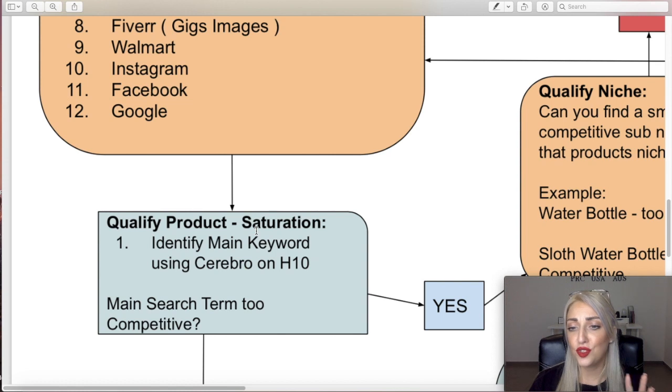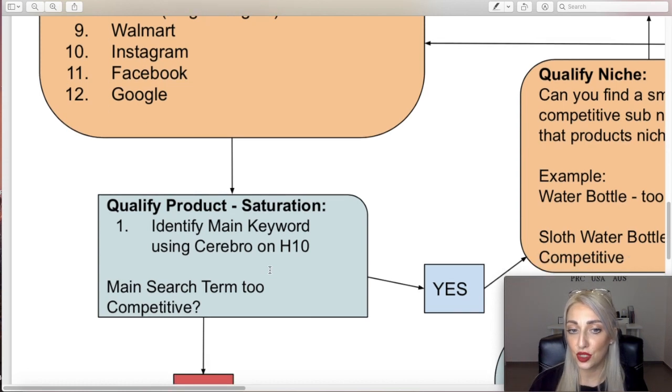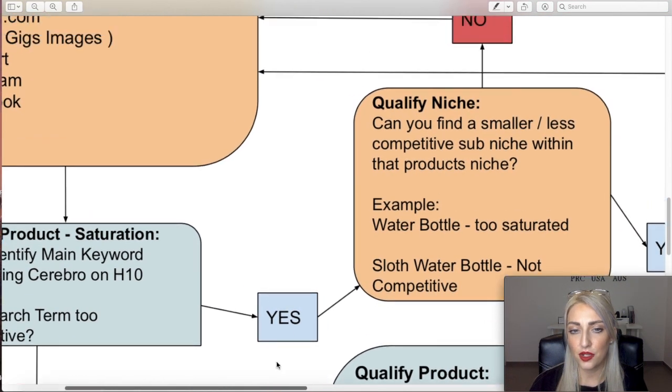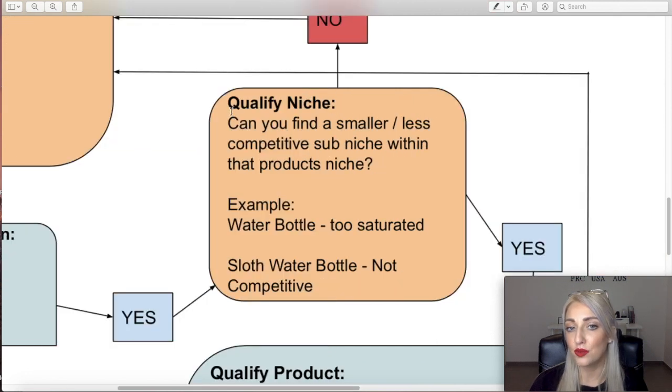So once you've identified the main keyword, you then want to see, is this specific niche too competitive? And I'm going to make two scenarios. So the first scenario is, if it is too competitive, let's just go to the right a little bit. And the answer to that is yes. Then you want to know, can you possibly qualify a niche? So I've given here an example. Can you find a smaller, less competitive sub-niche within that product's bigger niche?